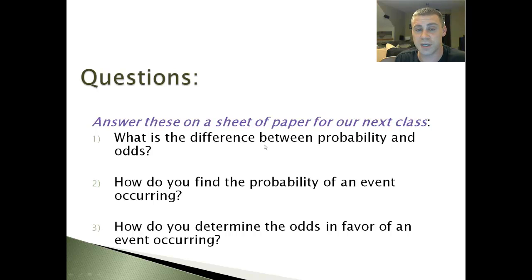For the second question, how do you find the probability of an event occurring? You can use the generalized fraction, or the formula, whatever you want to call it, to answer that question if you like. And then how do you determine the odds in favor of an event occurring? So kind of the same thing as the last problem. So just go ahead and answer those 3 questions. I'll be checking those the next time I see you in class.